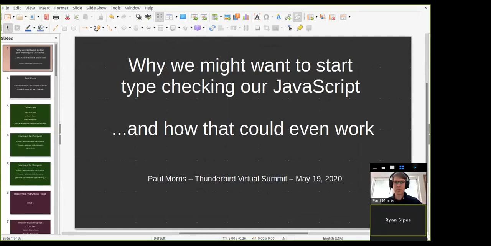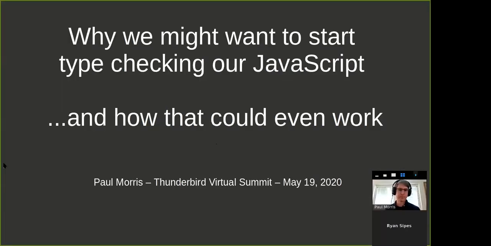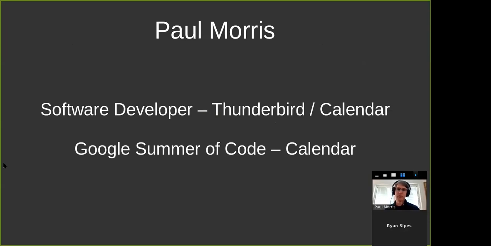My name's Paul Morris, software developer with Thunderbird, and specifically I work on the calendar part of the project. I've been with the Thunderbird team for a little bit over a year now, working full time. Before that, I got started with the Thunderbird codebase as a Google Summer of Code student on the calendar project. Event in a tab was my calendar project that I got started with a few years back. So shout out to the Google Summer of Code.